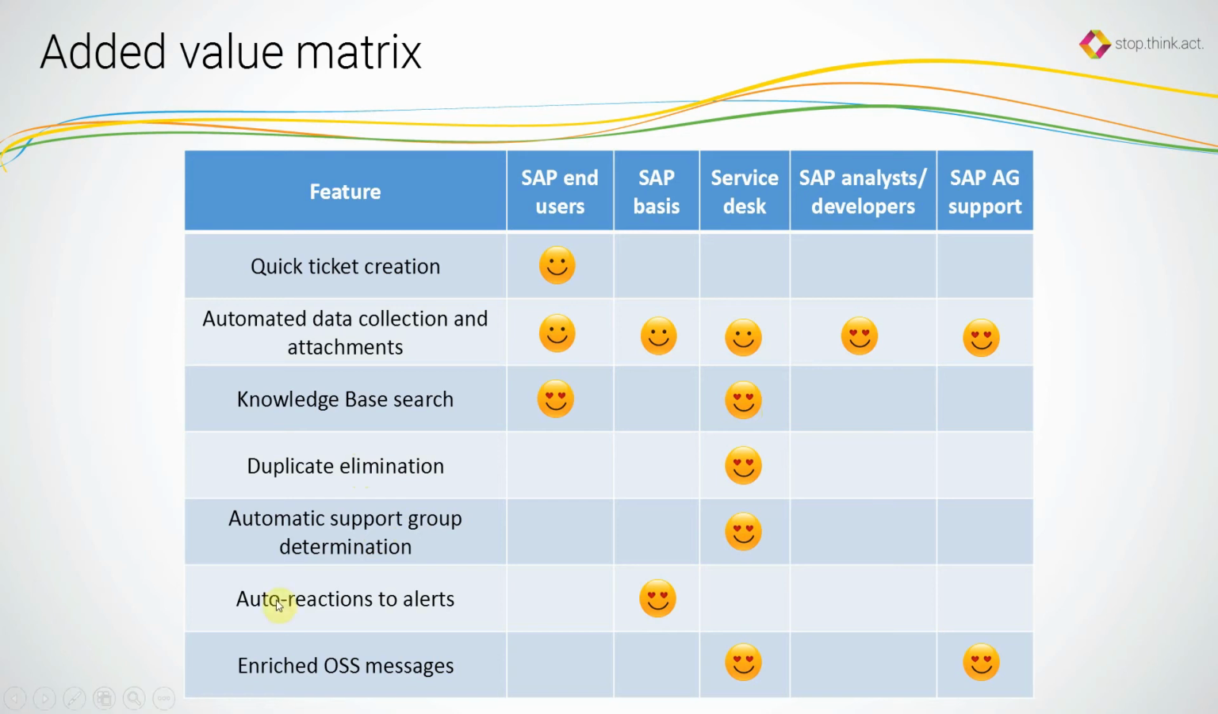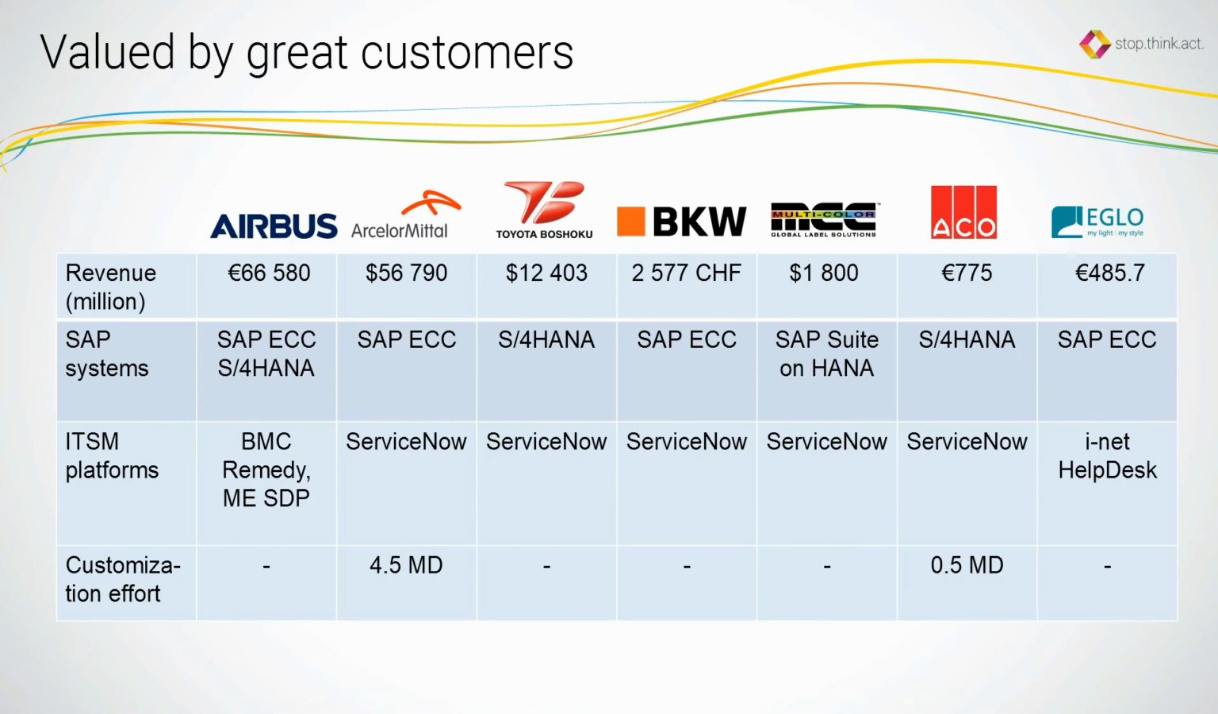The automatic reaction to Solution Manager alerts is mostly good for your basis guys because now they have to do it manually. Whenever they receive an alert in the alert inbox, they have to manually create an incident for that. And of course, if you can enrich your SAP support messages with all the extra data, then you can expect a faster resolution. That's good for SAP. They have to spend less time on solving the problem, and that's good for your service desk as well.